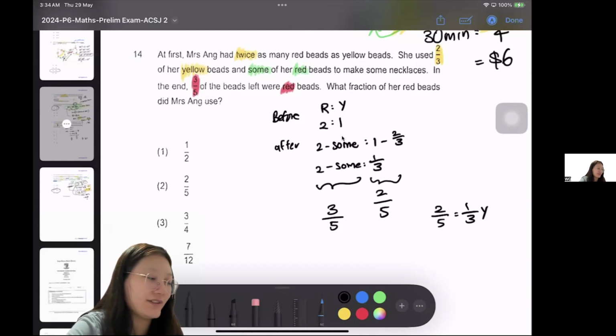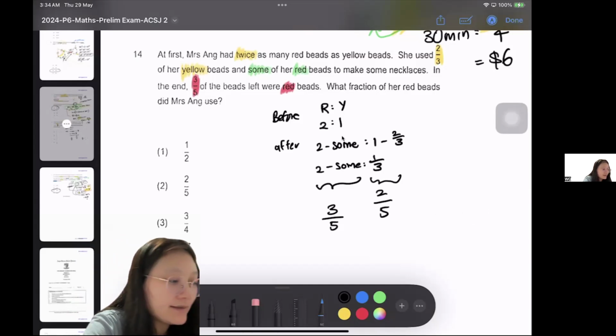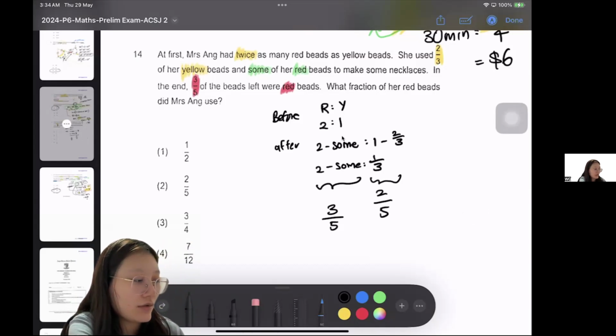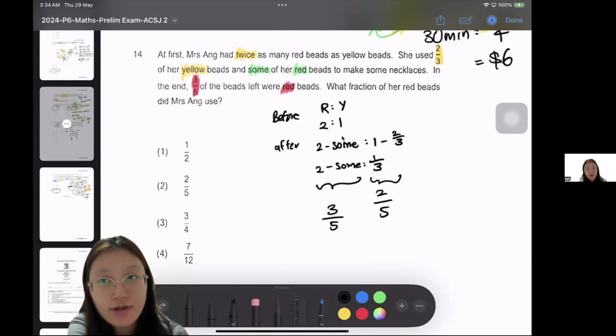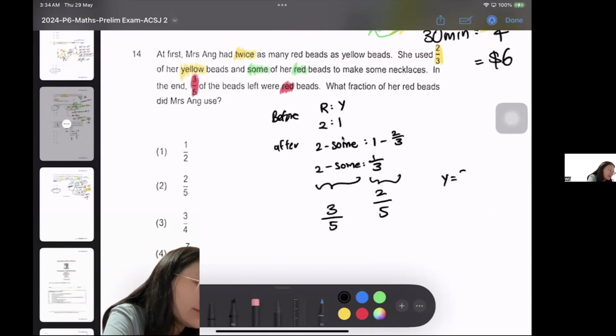No, 1/3 of, okay, so 2/5 equals 1/3. So you want to find the 1/3 as a fraction out of Y. The main thing is if you have a fraction like 2/5 is Y, right? So what you need to do is you need Y equals 2/5, and then R equals 3/5.